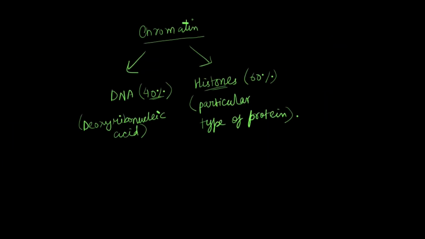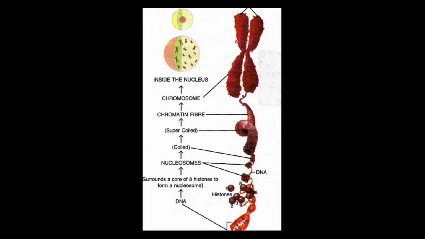Let's start with the composition of chromatin. Chromatin is basically made up of 40% DNA and the rest 60% is histone. DNA is nothing but deoxyribonucleic acid and histone is a particular type of protein.